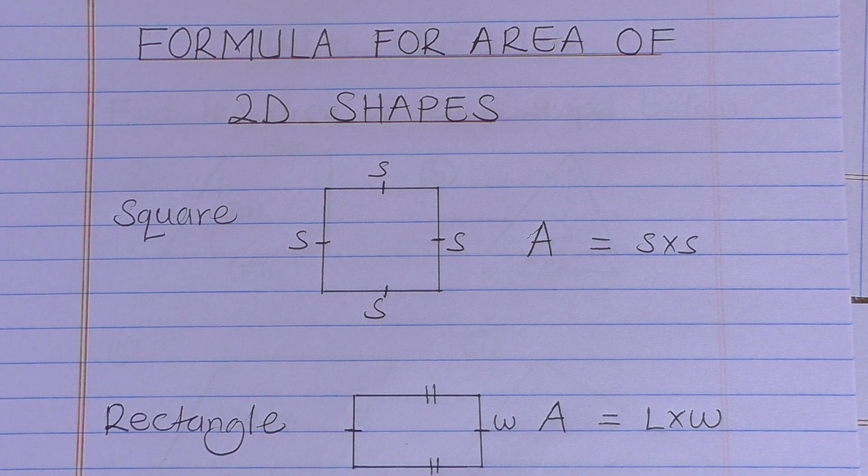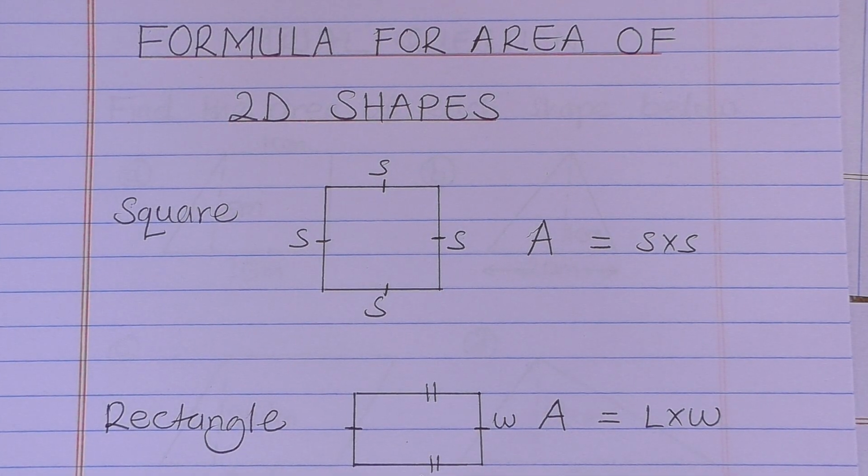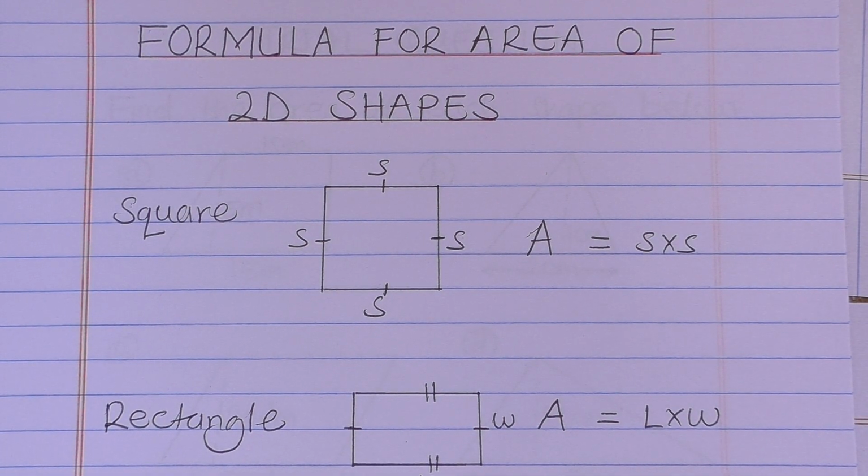So to start with, what is a 2D shape? A 2D shape is those shapes with only two dimensions. For instance, the square has two dimensions. That is the length and the width. The same applies to a rectangle.